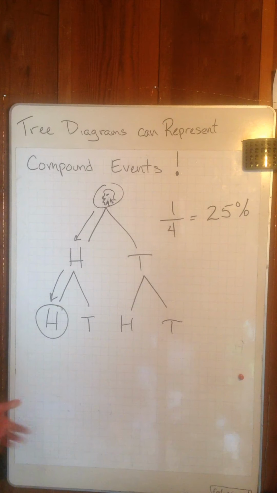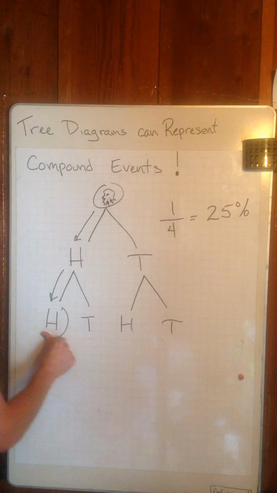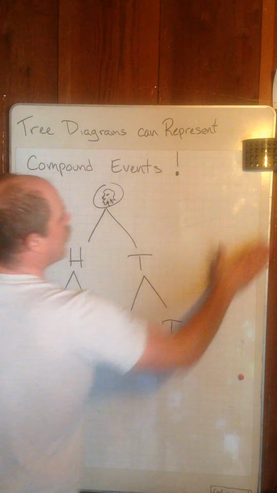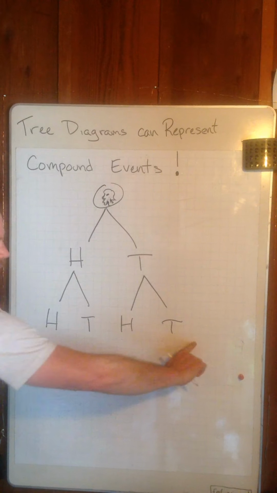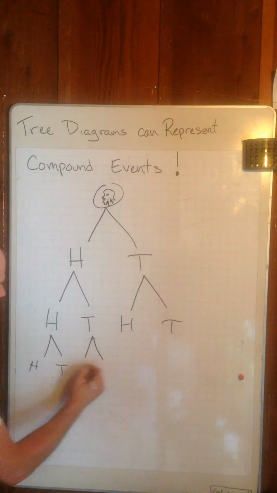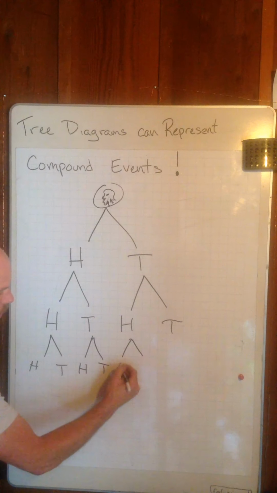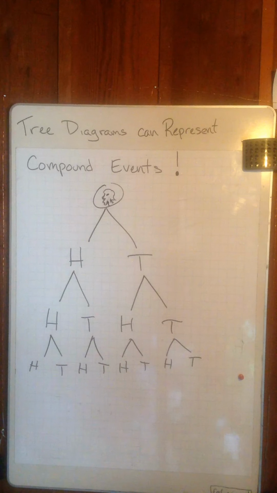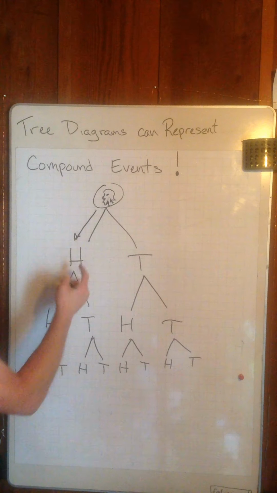So then, why don't we just take it one flip further? If I were to flip my coin again, I would have to represent it from every flip here. So I'd go heads, tails, heads, tails, heads, tails, heads, tails. And now, if I wanted to know the likelihood of flipping heads every time, 3 times in a row, I'd have to do the same thing as I did before. I'd find the route that ends up in heads with every flip.